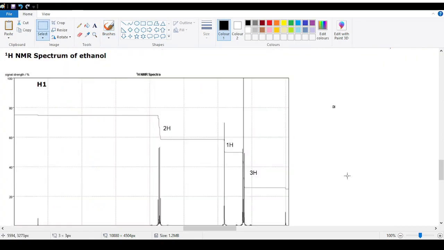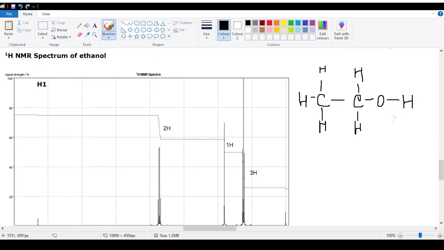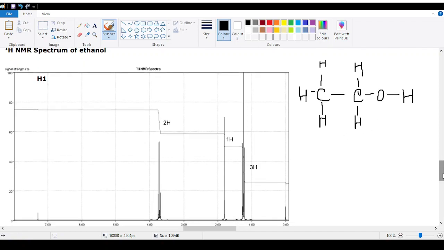This is the NMR for ethanol. Okay, hydrogen proton NMR. So let's draw the structure of ethanol and we'll explain. Let's say ethanol is C2H5, so there's CH3, CH2, and OH. This is what you can expect. So this is the structure of ethanol.